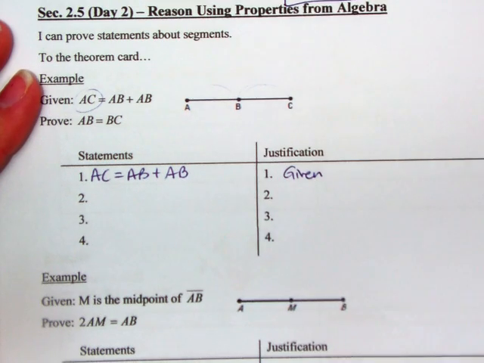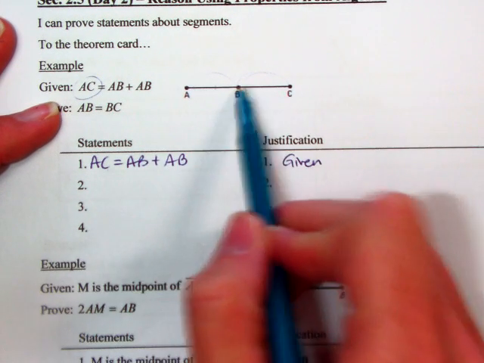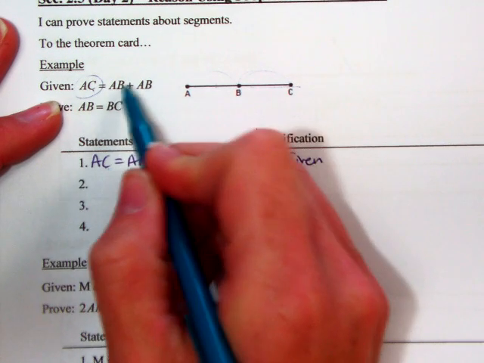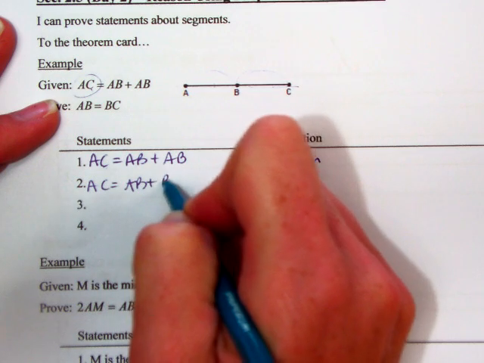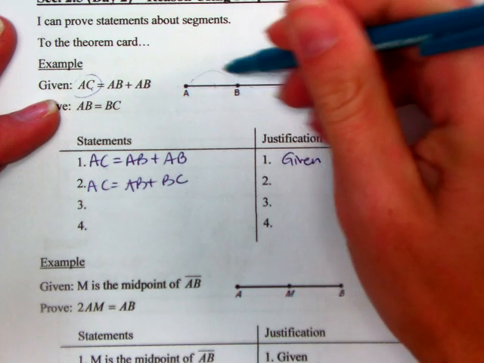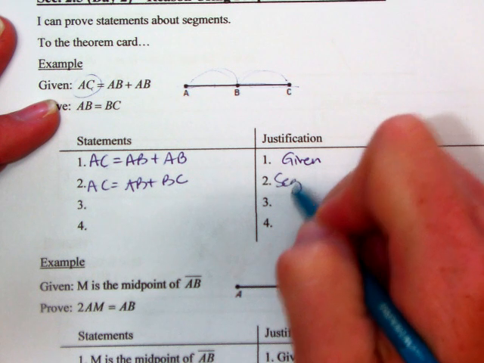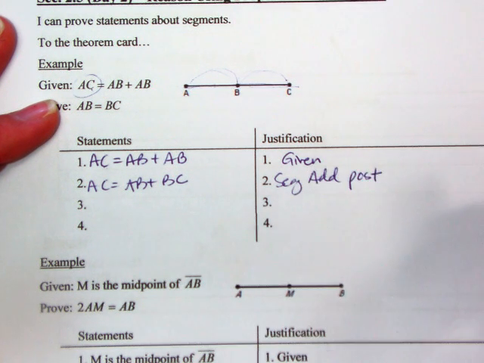So statement number 2, I think I want to talk about how AC is made up of these parts, these pieces. They talked about AC being one piece repeated, AB and AB. I'm going to talk about it being AB plus BC. How it's these two segments put together equals the whole thing. And that's called segment addition postulate. Part plus part equals whole thing.